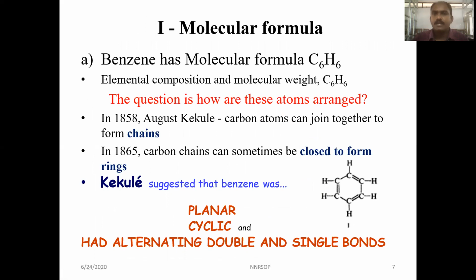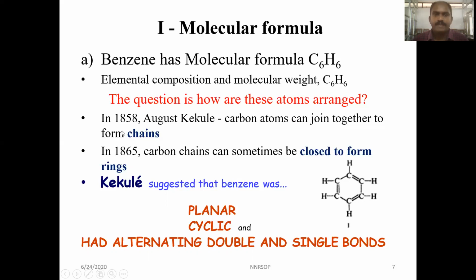Elemental composition and molecular weight of benzene give the molecular formula C6H6, but the question is how the atoms are arranged. You can arrange the carbon and hydrogen atoms in various structural ways, but those structures should satisfy the facts of benzene, that is, the chemical and physical properties of benzene. Various scientists have given different structures matching this formula, C6H6.